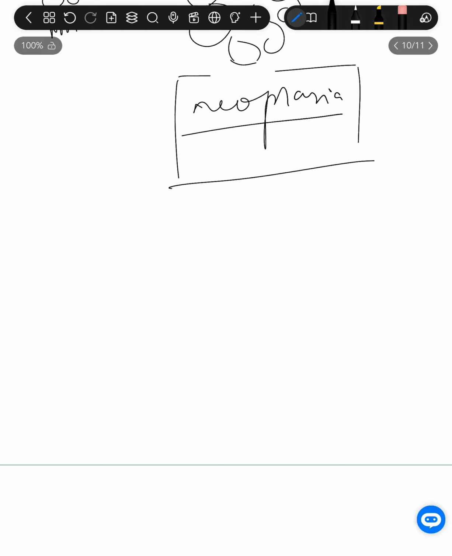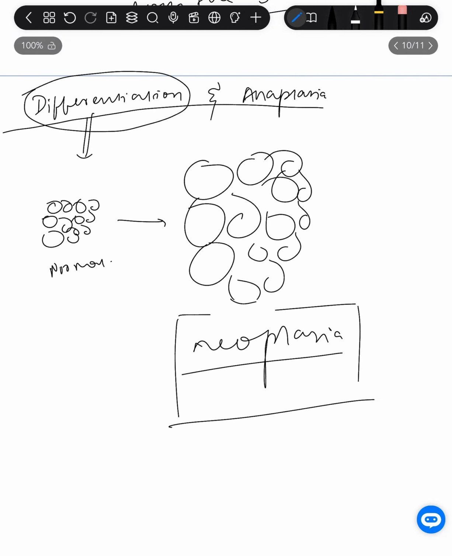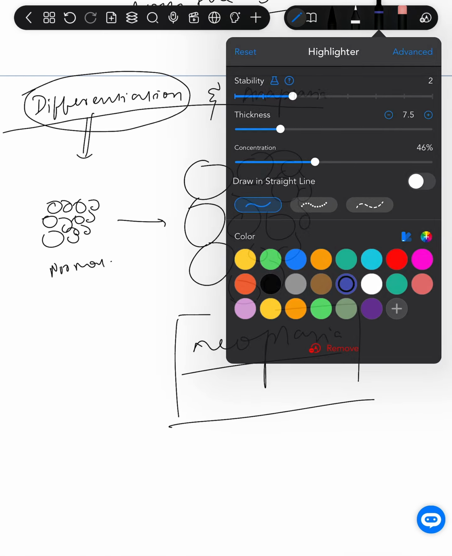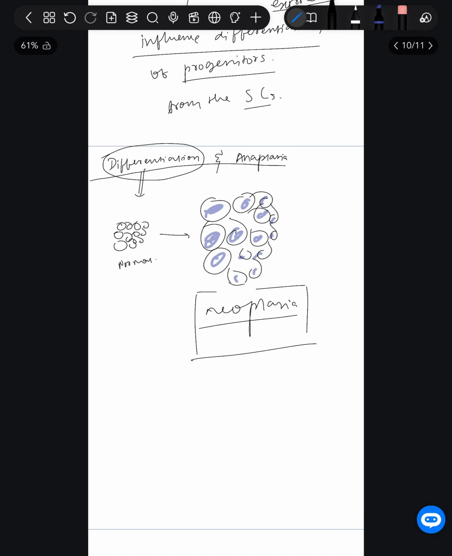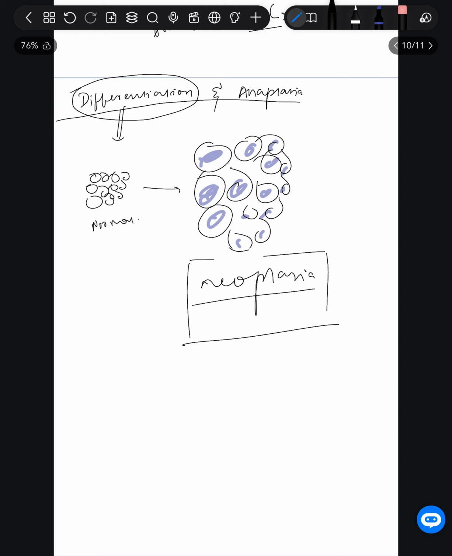We are having neoplasia here. Neoplasia means we are having some hyperchromatism and all that thingy that's happening, no? Basic thingy that is going on. Okay, we have metaplasia happened here. Metaplasia, neoplasia happened here.